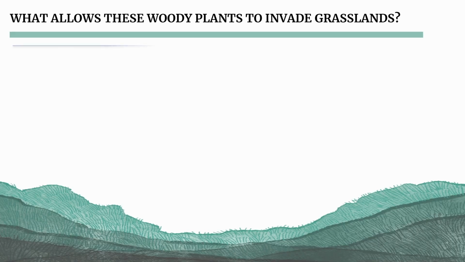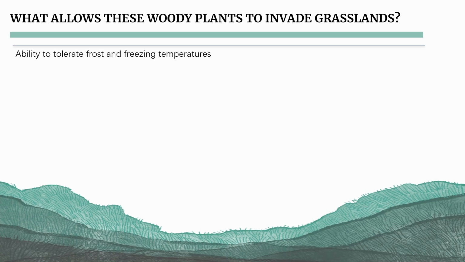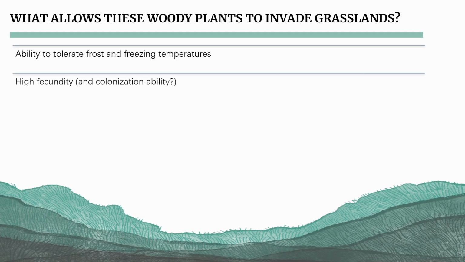Again, this point has already been made by Arundhati and others in the previous session. For one, as Atul pointed out, they have the ability to tolerate frost and freezing temperatures, which surprisingly the native woody species do not seem to have, except for probably rhododendron. And they also have very high fecundity. They produce a lot of seeds, right? And these seeds are viable for a very long time, and they get dispersed.